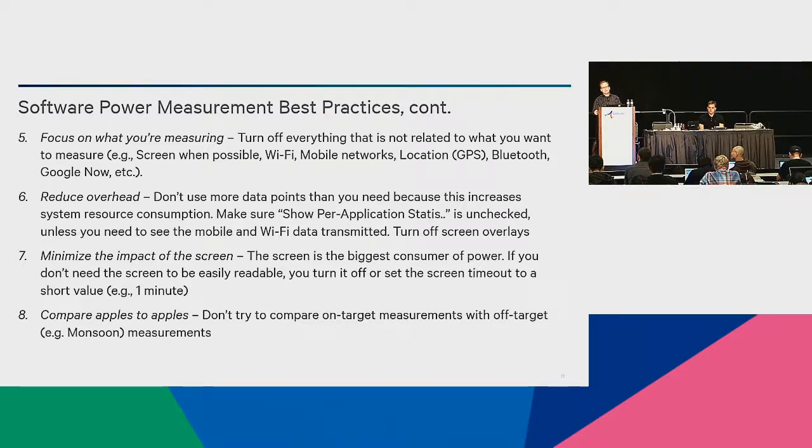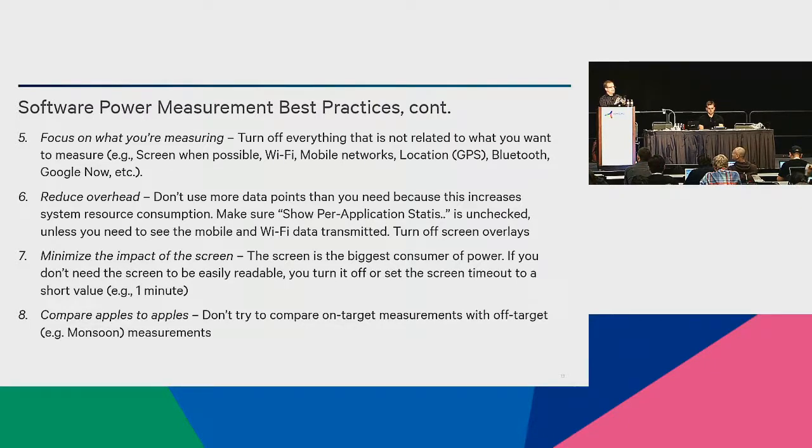If you don't need the radios, go into airplane mode. If you want to measure mobile data, but you don't need Wi-Fi, turn it off. Turn off location, Bluetooth. You'll see later, things like Google Now can consume more power than you'd think they would. You want to reduce the overhead.